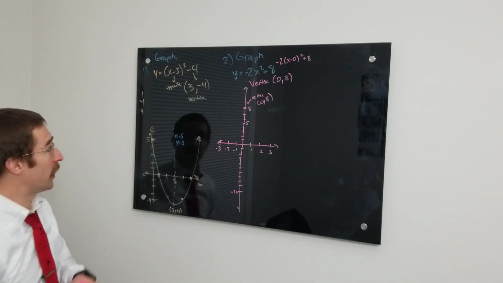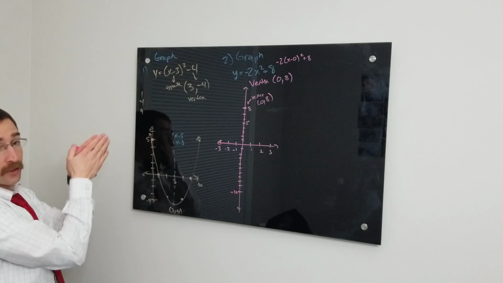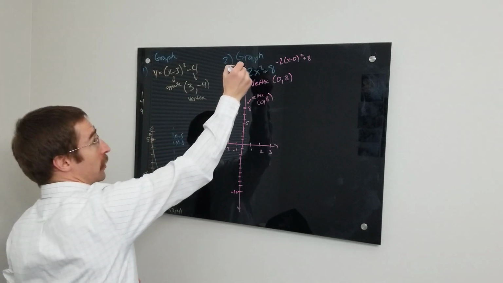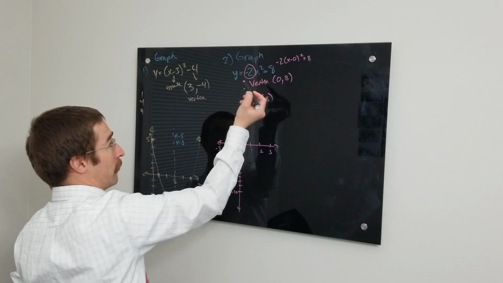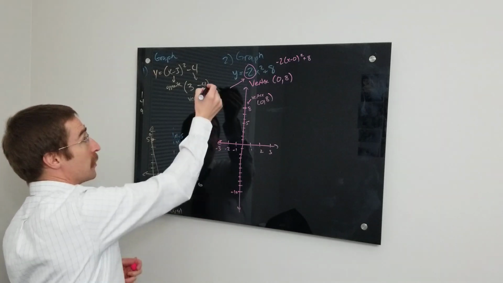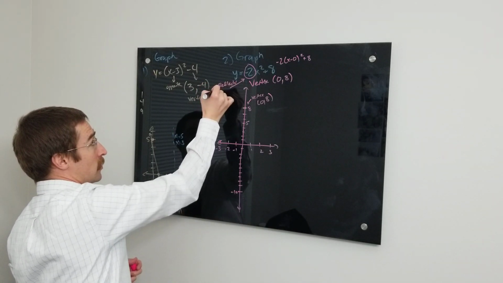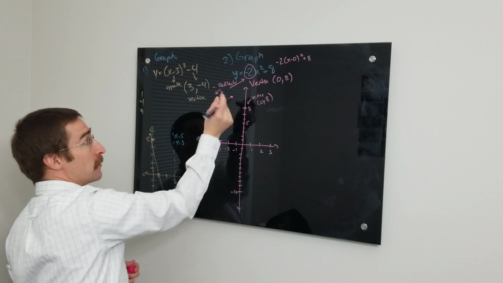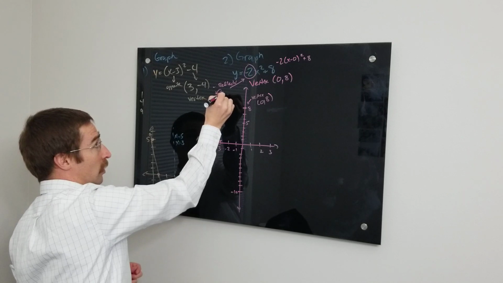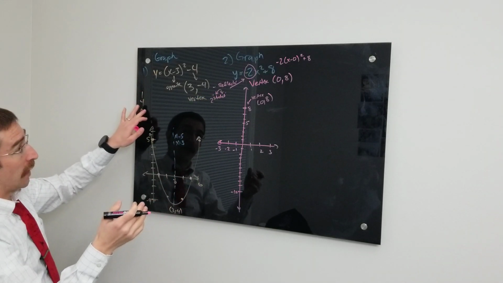So now from the vertex, I'm going to remember this 1, 4, 9. If I go 1 to the right, normally I would go up 1. But I look at my a value here. This number multiplied out front is a negative 2 that's multiplying. So the negative part reflects, so the graph is going to go down. And the 2 is going to stretch. It's going to multiply this 1, 4, 9 times 2.